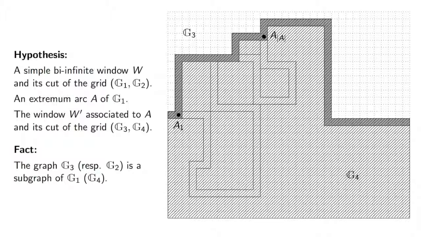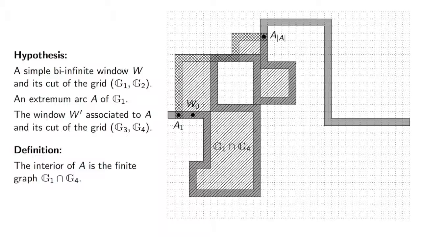Now we draw in gray the window W prime associated to the extremum arc A. We consider the cut of the grid G3 G4 associated to W prime. In this example, we have drawn a window W in white and G4 in hashed. Remark that the window W is a subgraph of G4 which is the right side of the window W prime. In this case G3 is a subgraph of G1 and G2 is a subgraph of G4. We define now the interior of A as the intersection of G1 and G4.